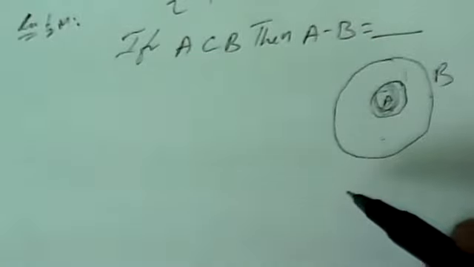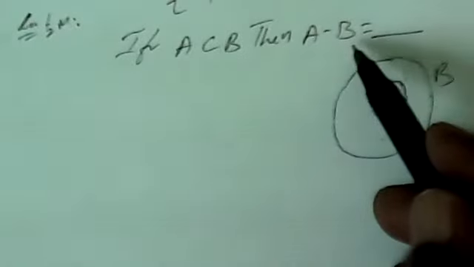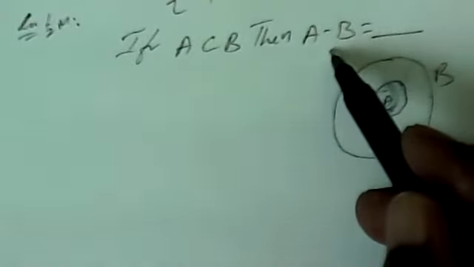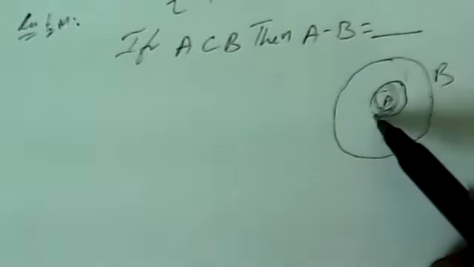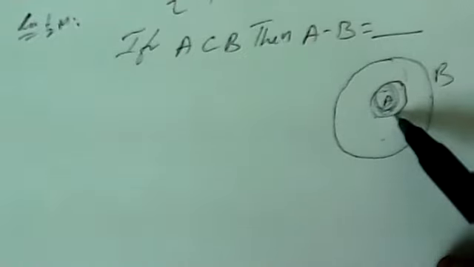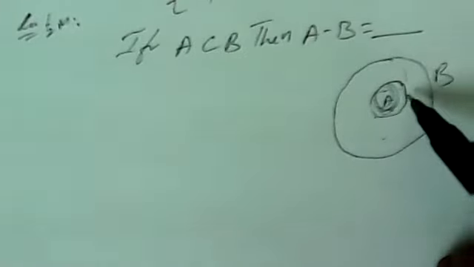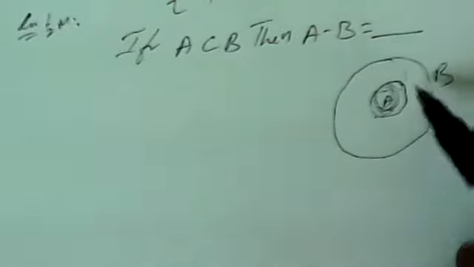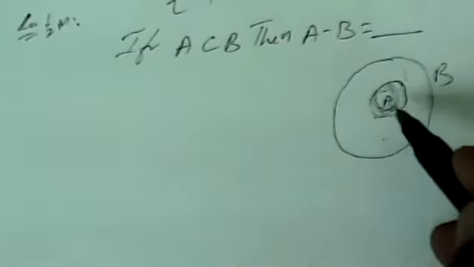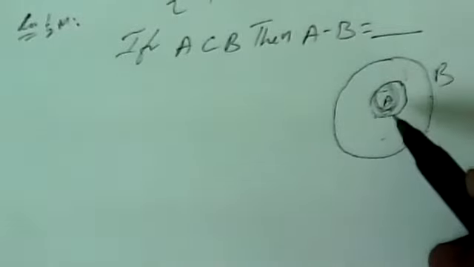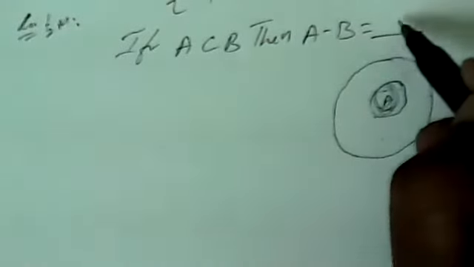Is it empty? What does this A minus B contain? A minus B should contain the elements that are in set A and not in set B. So take B out of A. When you are taking out this B, total B has gone out. Nothing is left over there. It will be empty.